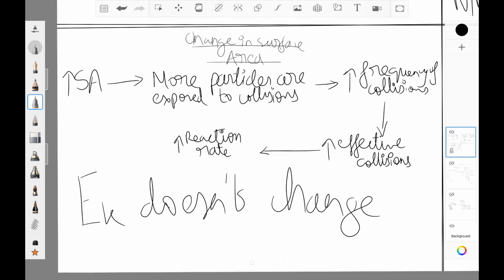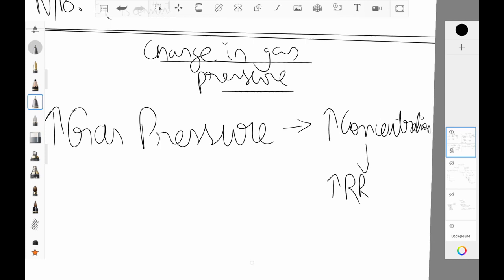Now let's look at gas pressure. The fourth and the second last factor affecting the reaction rate is actually gas pressure. So an increase in gas pressure means that the same number of reactant particles are occupying a smaller volume, which is just an increase in concentration, which, as we've discussed before, leads to an increase in the rate of reaction. And of course, if you decrease the gas pressure, the opposite would happen. You would decrease the rate of reaction.